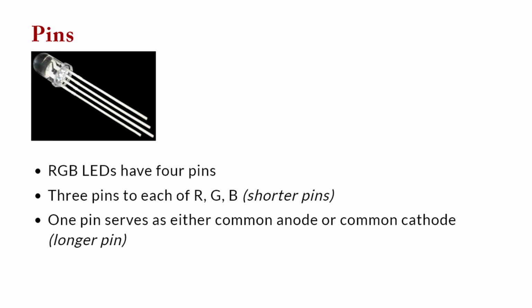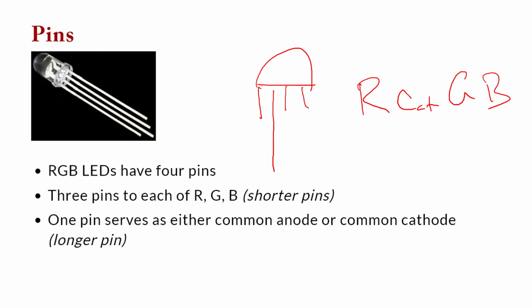There are 4 pins as opposed to the 2 pins in an LED, and typically how they're designed is, just so you know, we have our LED, we have a shorter pin, a very long pin, and then usually 2 shorter pins. And the way that you orient them, the way I always think about it, is it goes red, cathode, green, blue. And cathode is the longer one. So this is going to be red, cathode, green, blue. And that's how you orient it.